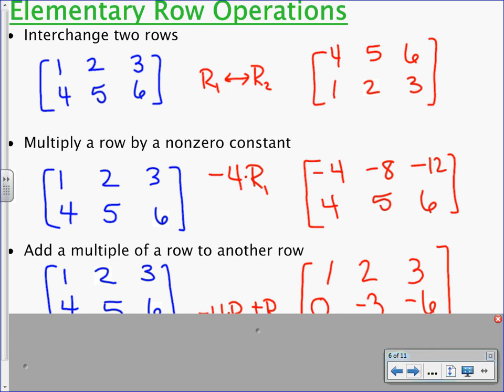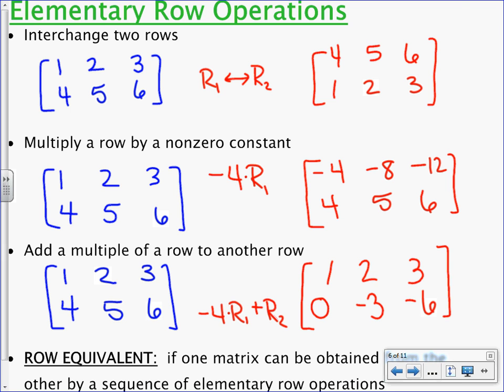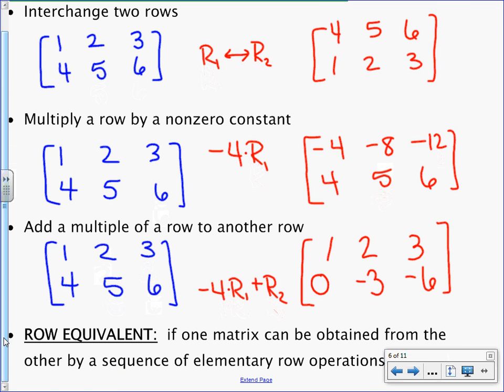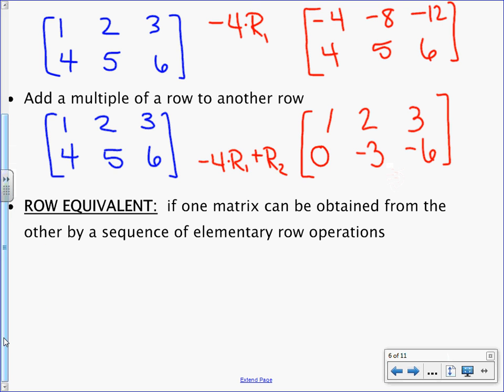Anytime you do these row operations, we say that they are row equivalent. So my blue matrix is the same. All of those red matrices are row equivalent to our blue matrix because we used the blue matrix to switch things around as far as the rows are concerned. So they're row equivalent.